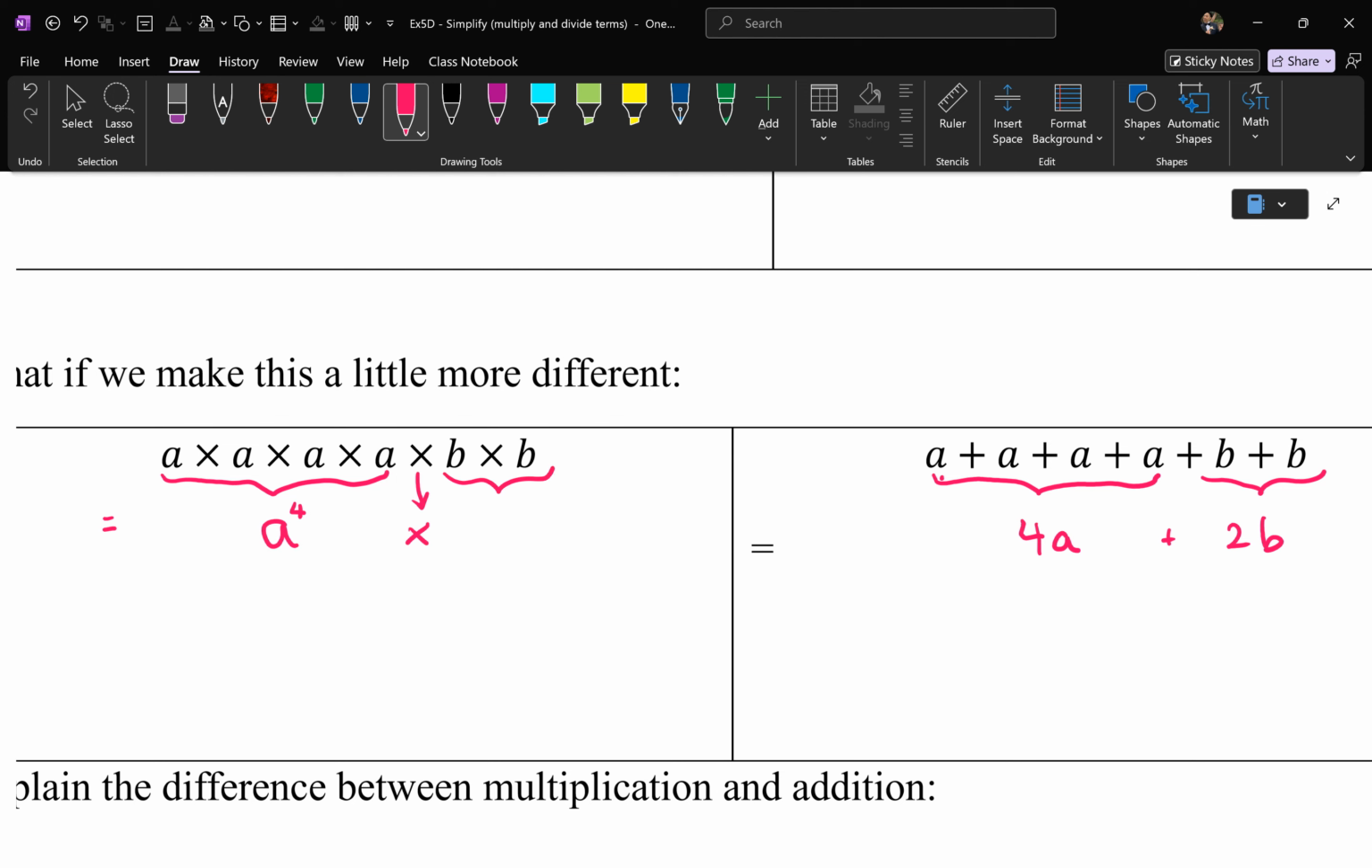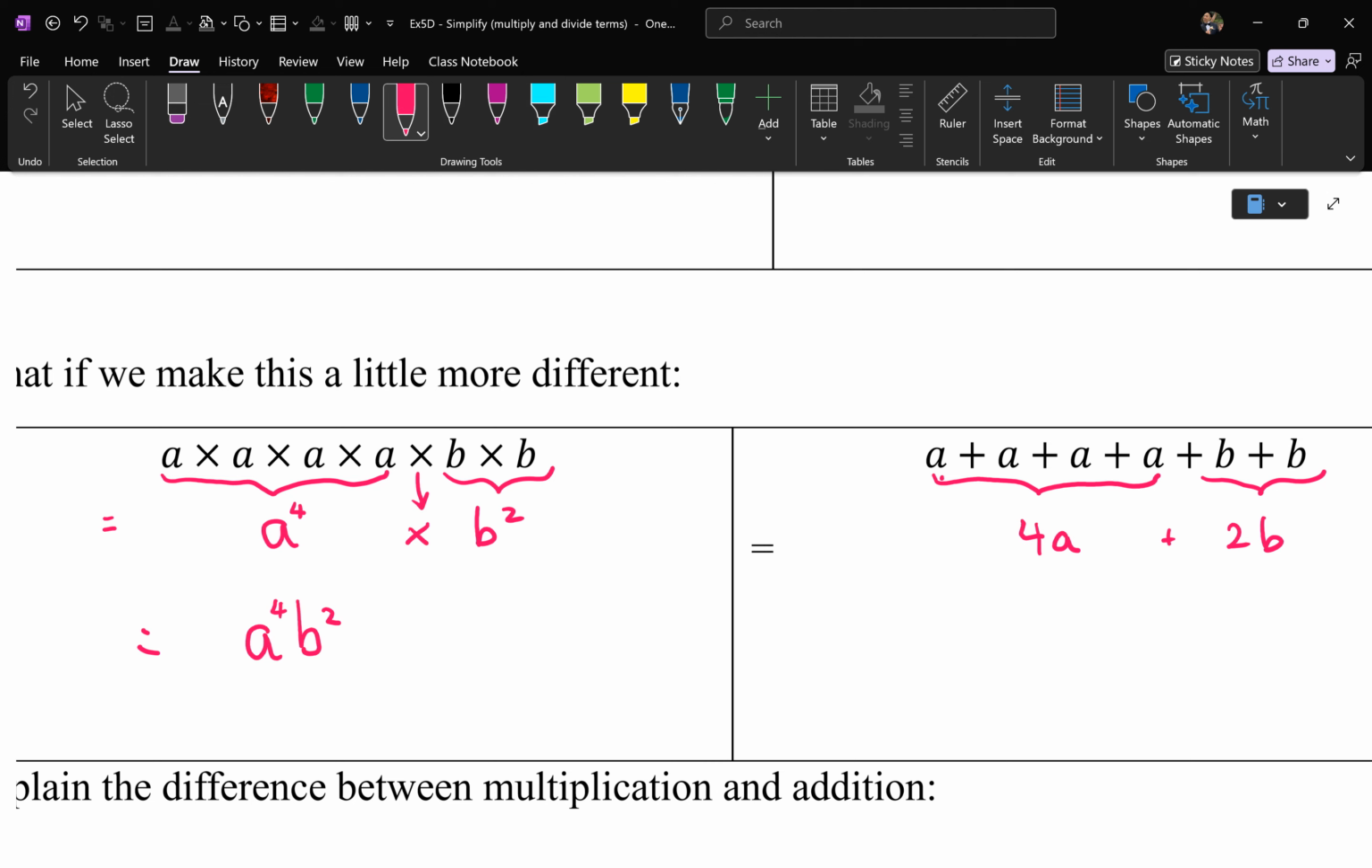And then what's B times B? Let's go with you, Chen. B to the power 2. Very good. These two are not the same, so you can't group them together. So it's just A to the power 4 times B to the power 2. But remember, as mathematicians, we're too lazy to write the times. So instead, this is how we write our answer. A to the power 4, B squared.